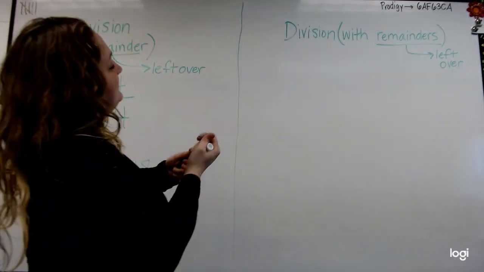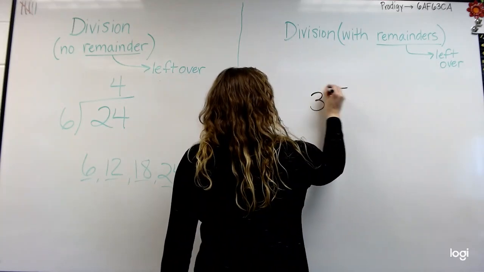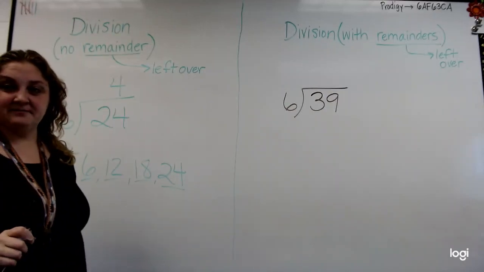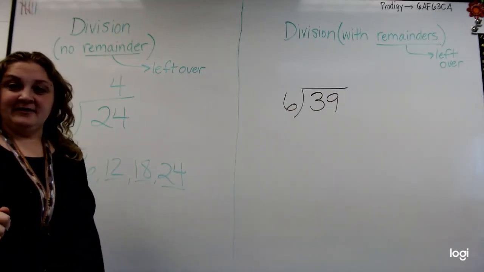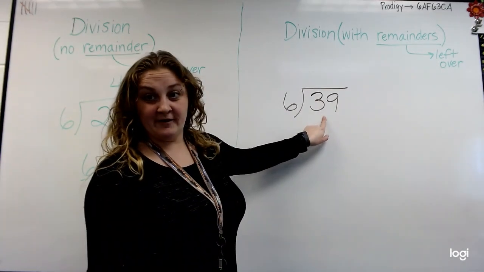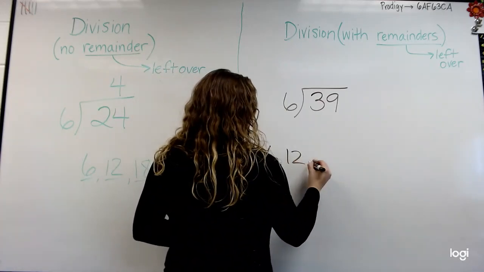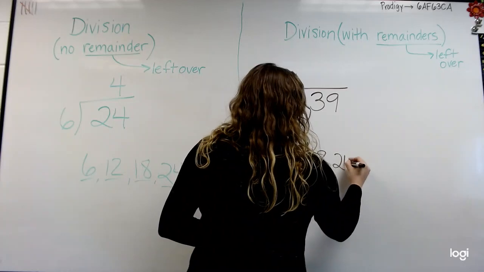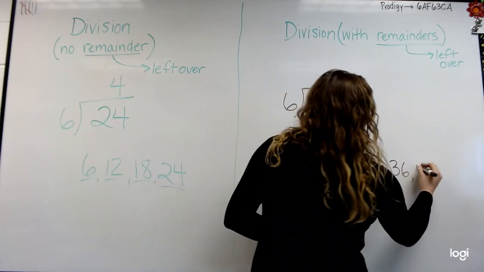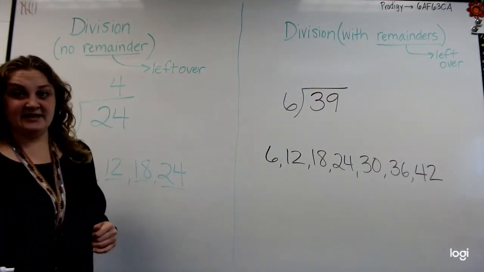All right, let's do 39 divided by 6. All right, now our goal, we need to think how many 6s will go in 39 without going over. So I need to think about my multiples of 6. 6, 12, 18, 24, 30, 36, 42. All right. So I've passed the number up here.